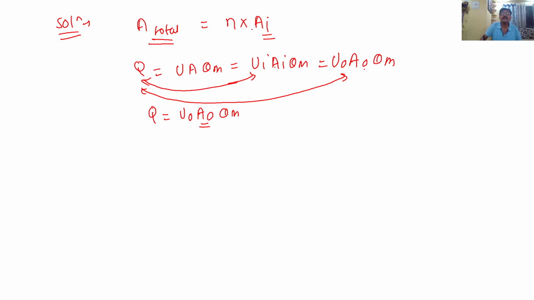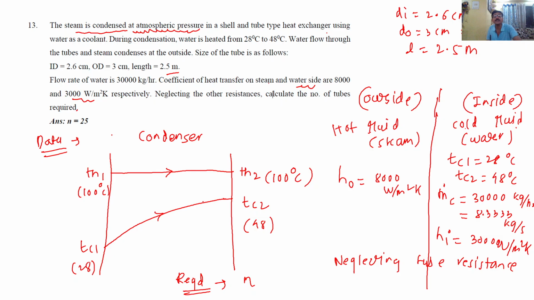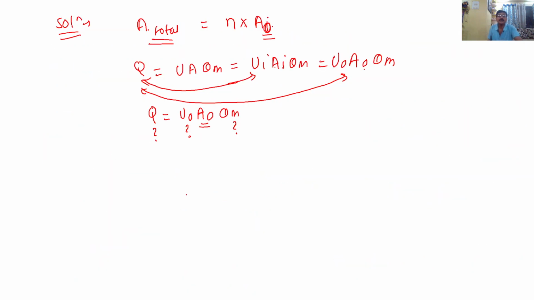Here I will write A total is equal to n Ao. As I have selected on the basis of outer area, I will write Ao here. If I had selected on the basis of inner area, I could write Ai. So make the change accordingly. Now, if I want to know this Ao, I must know Q, I must know Uo, and I must know theta M. All these three things are unknown to us, so let's start doing the calculation.